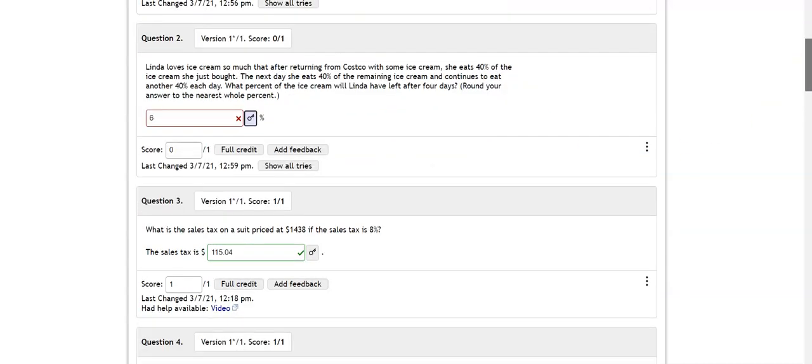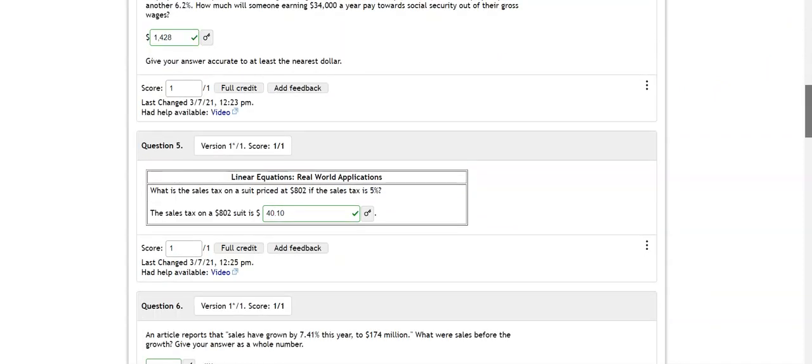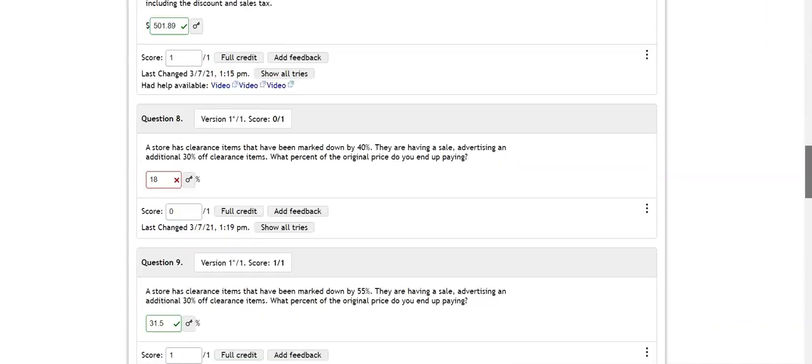All right, now let's go to the other one you had questions about. I believe it was number 8. And number 8 is the same sort of problem. The only difference is, instead of having the same percentage amount like we did a minute ago with 40% each day that she was eating ice cream, we have 2 different percentage amounts. But we're going to do the same idea.